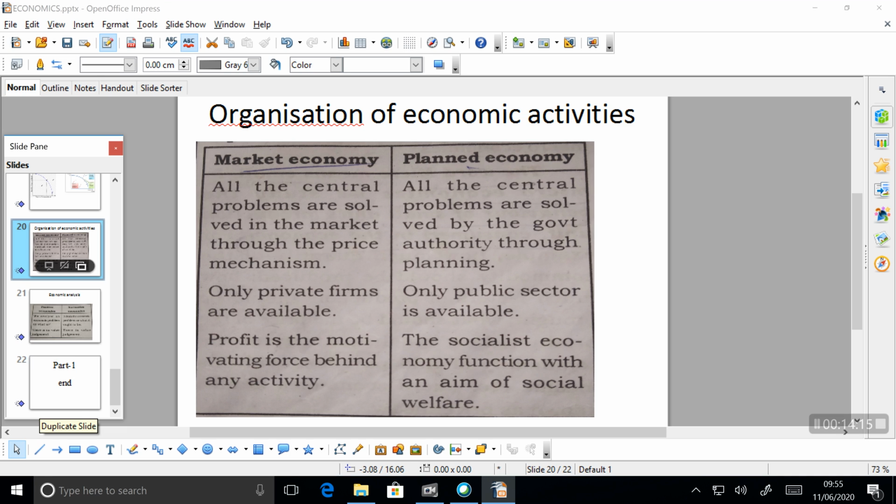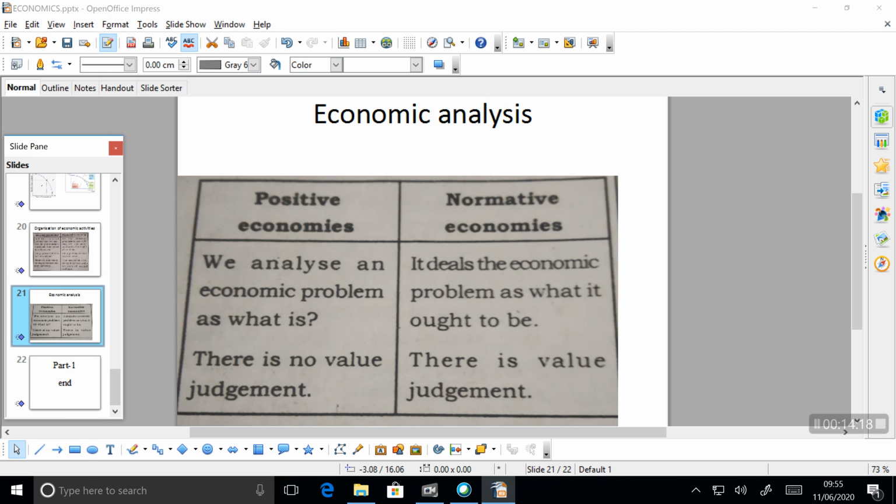Related to this organization, the two important analyses in economics are positive economics and normative economics. What do you mean by positive economics? Or what is the difference between positive economics and normative economics? Positive economics means if we analyze an economic problem as what it is, we can term it a positive economic analysis. But normative economics deals with the problem as what it ought to be. It checks whether a mechanism is good or bad for society.